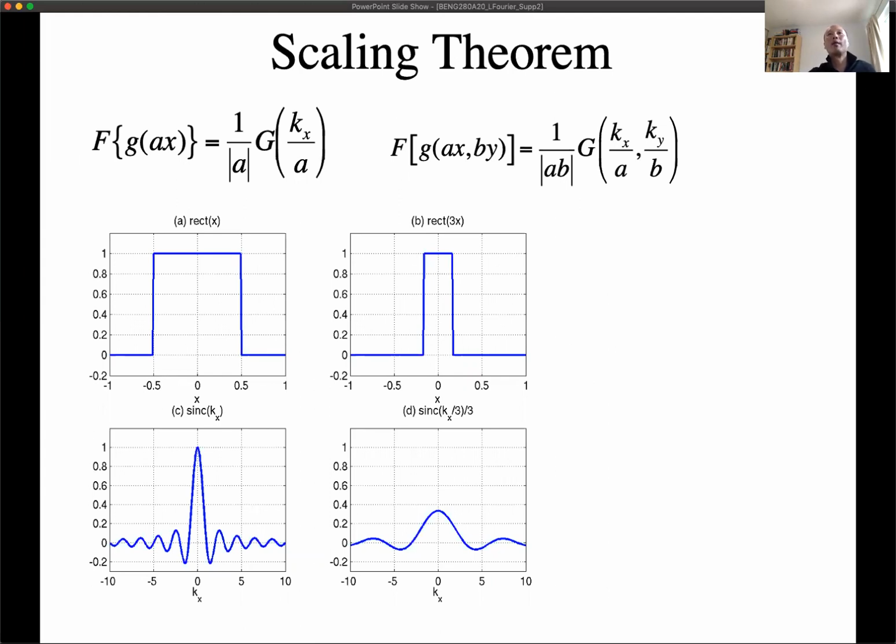Probably the more important one is the scaling theorem. If I have rect of x here, it goes to sinc of kx. Now, if I take rect of 3x, that's a squished version of rect of x. And according to the scaling theorem, that should go to sinc of kx over 3, divided by 3. So this has a height of 1/3, and its first 0 is at 3, where this had its first 0 at 1. This is really important to remember. Anytime you squish a function in one domain, going from rect of x to rect of 3x, it means I dilate it in the other domain. So I squish in one domain and I dilate in the other domain. That'll be really important when we're looking at application of this to imaging.